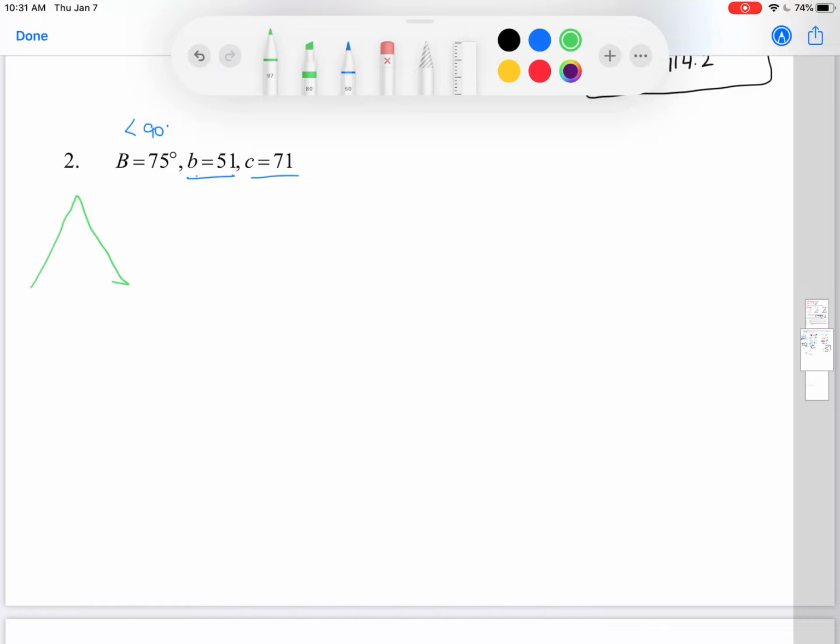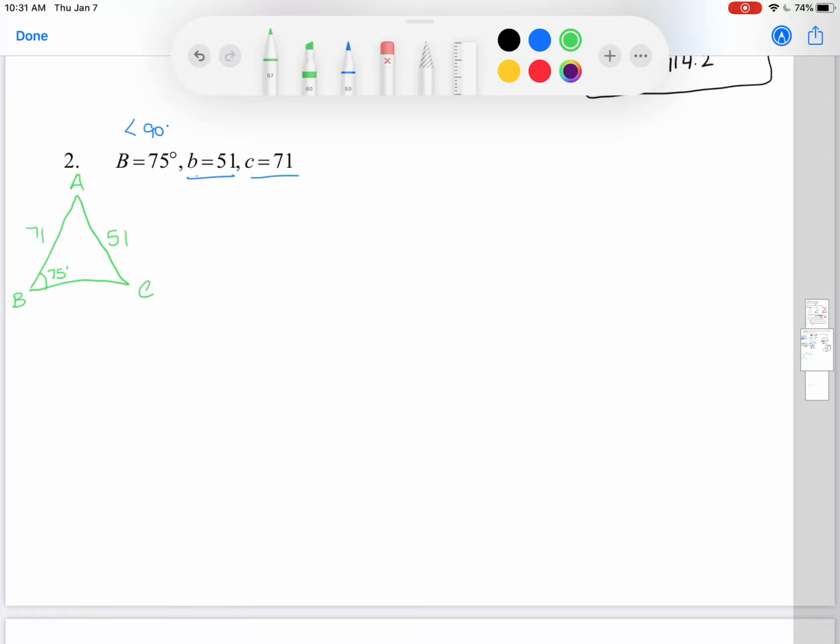All right, so I build my triangle, again labeling my first angle in the bottom left corner, 75 degrees. Across from that is my 51. I should label these for you guys. My apologies here.